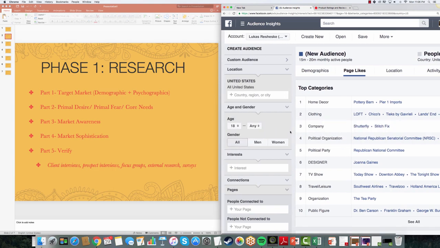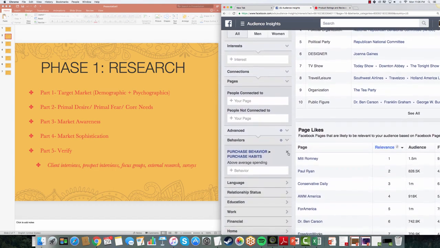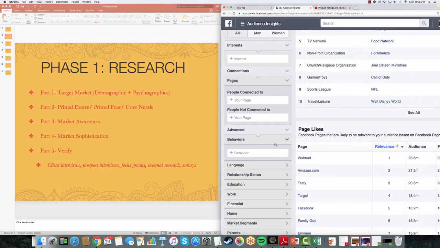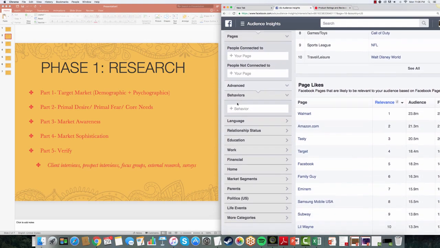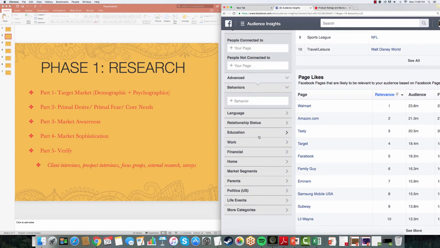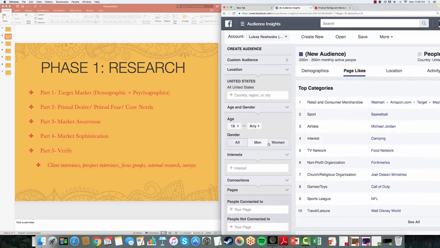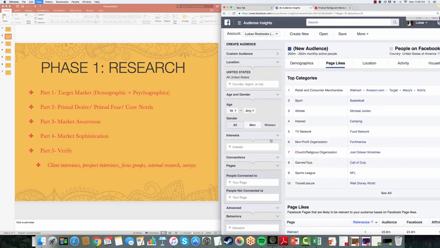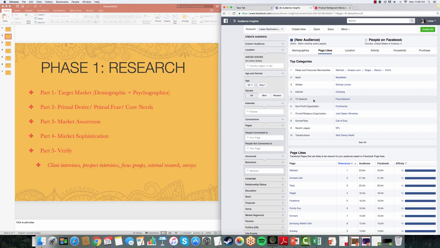So Facebook has a wealth of information for you just sitting there for your research. Use it. You have not just behaviors, but everything around here: market segments, home, financial, work, education. Just use it. Dig in here and play with it, especially on your next project. So that is the Facebook audience insight, and that's the one that most people know about, but not a lot of people spend a lot of time digging around in.